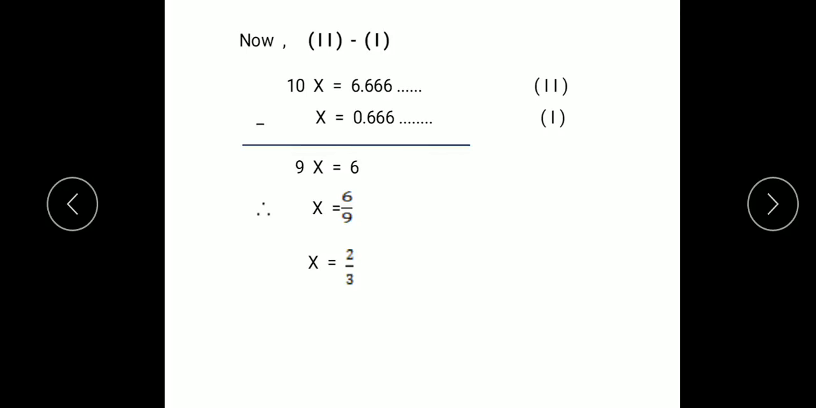If we compare with p by q, we can say that p is equal to 2 and q is equal to 3, and the denominator q is non-zero. We can write the final answer as 0.6 bar is equal to 2 upon 3. Isn't the method an interesting one? Let us study some more examples from the same question.